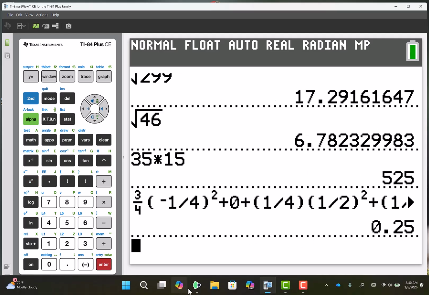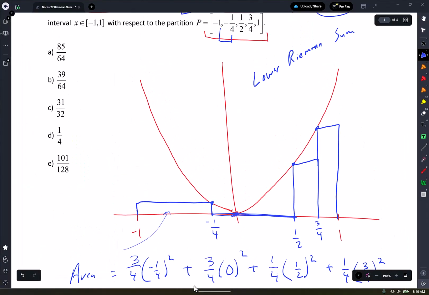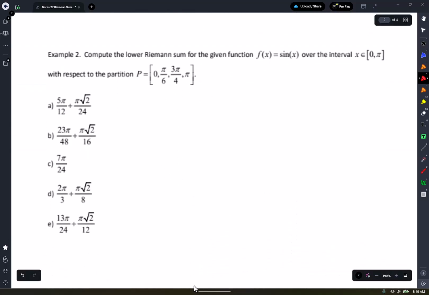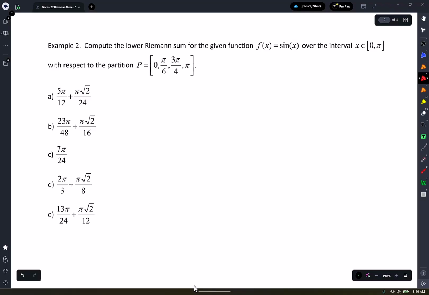And 0.25, so 1/4. Is there a 1/4 in there? Yeah, there it is. Pretty straightforward. Let's go to the next page, guys. One more. I should have done an upper sum instead of a lower sum, but that's fine.